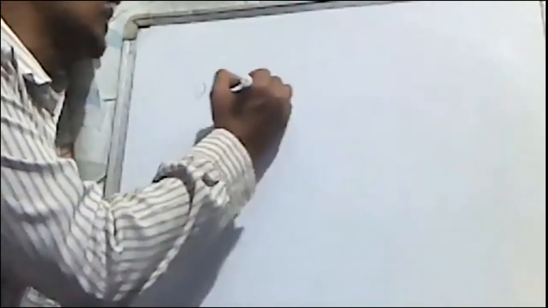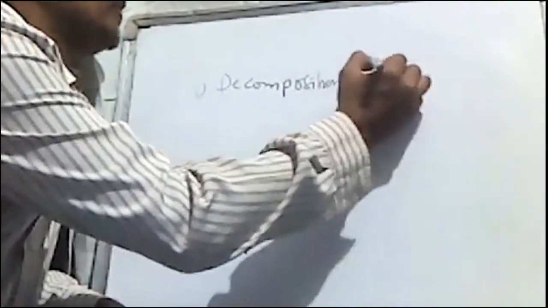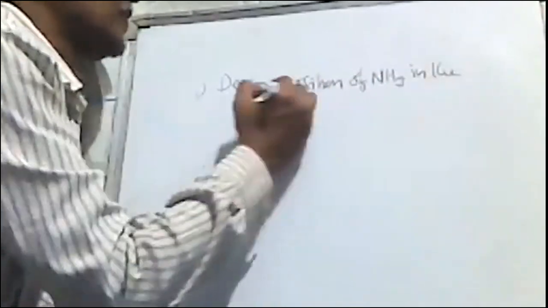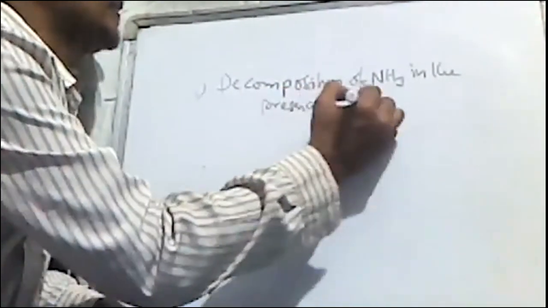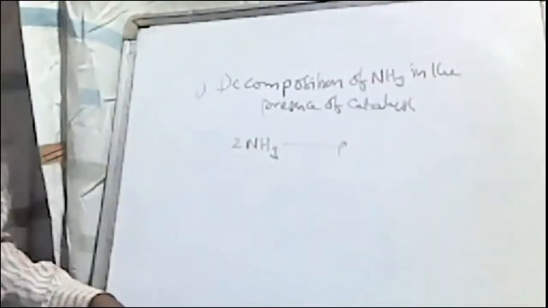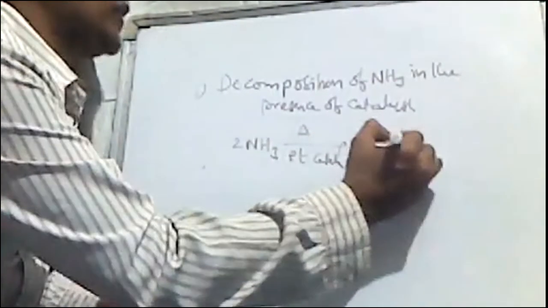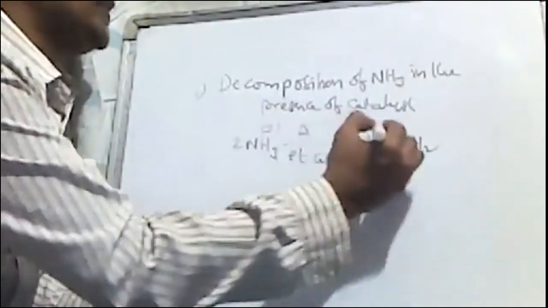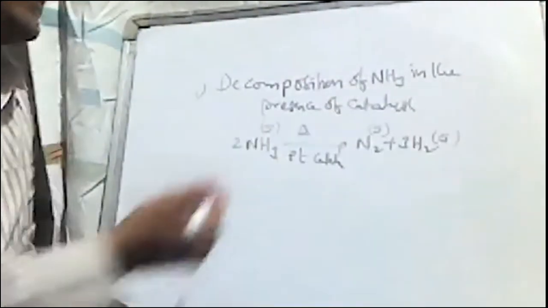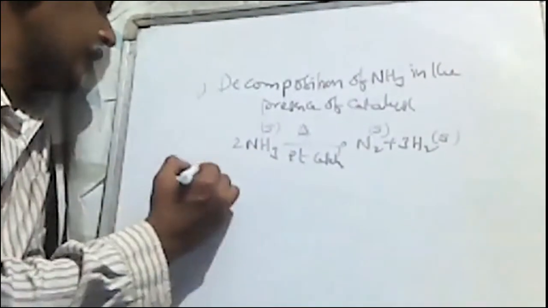One is decomposition of ammonia in the presence of a catalyst. That is, 2NH3 gives rise to, with platinum catalyst, N2 plus 3H2. This is gas, this is also gas, this is also gas. Decomposition of ammonia in the presence of platinum catalyst is an example for zero order reactions.